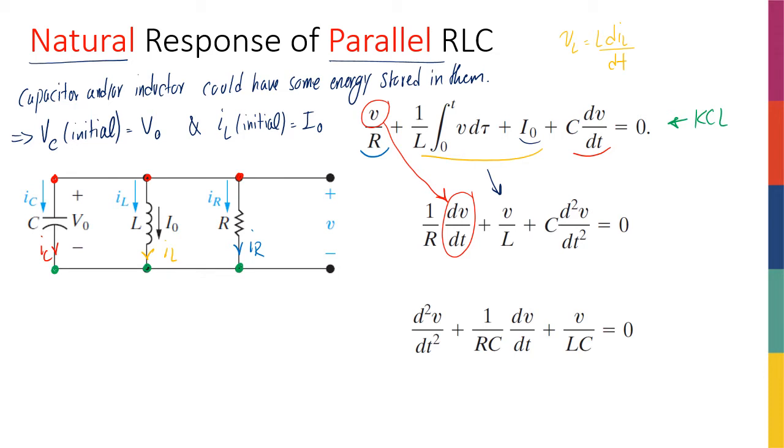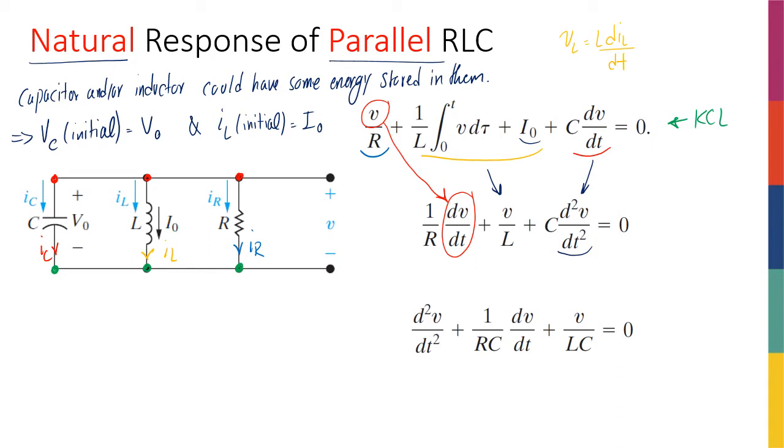And dv over dt, because I took the derivative of it again, it's going to be a second derivative. So it's going to be d2v over dt2. And C is going to stay there, right? Now I have to actually move things around a little bit. So I'm going to divide to keep the second order derivative with the coefficient 1. I divide everything by C.